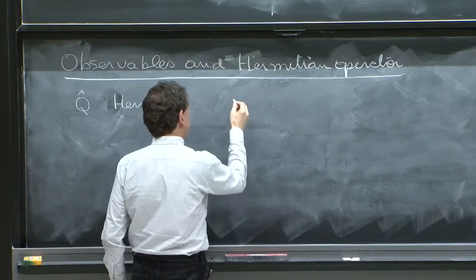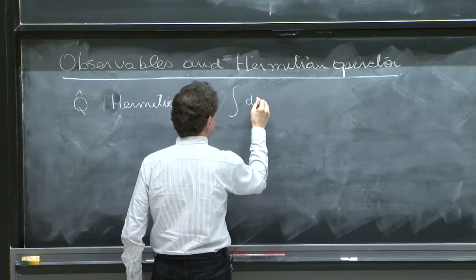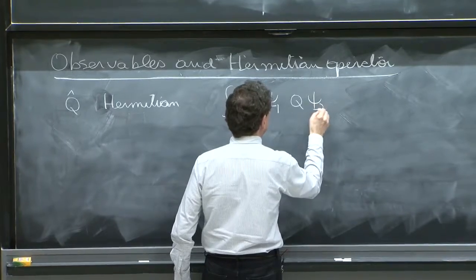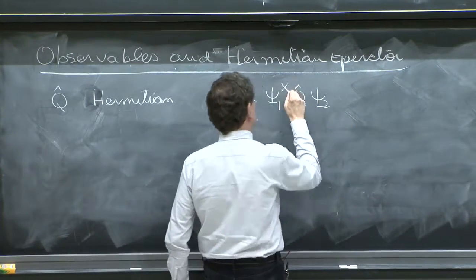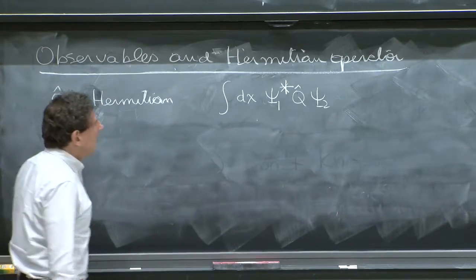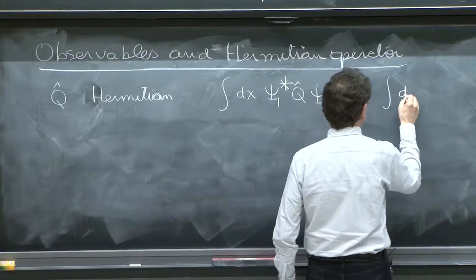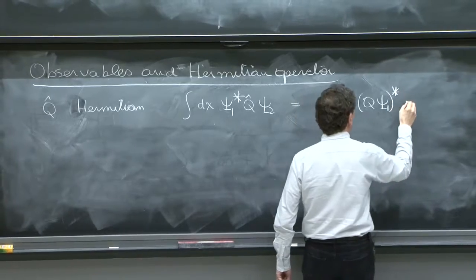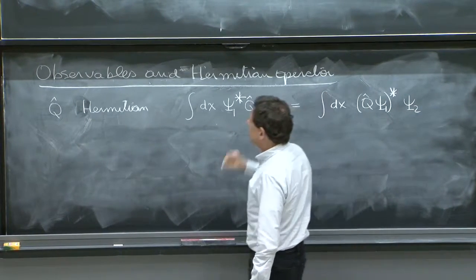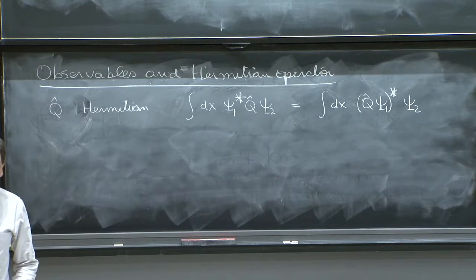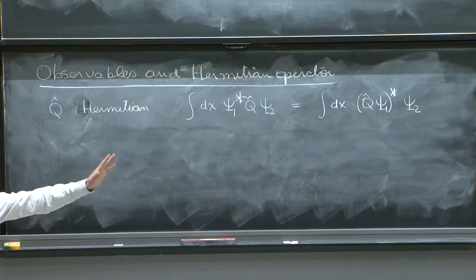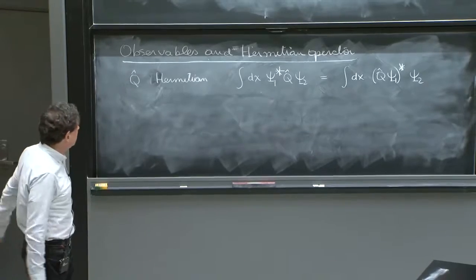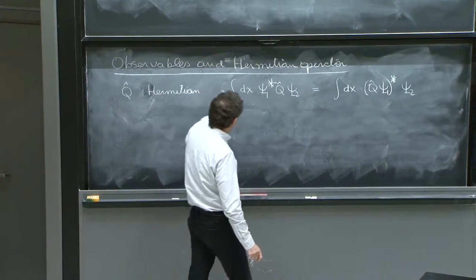In the language that we've been working with so far, if you find that the integral dx of psi 1 star, q psi 2, is equal to the integral dx of q acting this time on psi 1, all star, psi 2. As you've learned already, this requires some properties about the wave functions far away at infinity, some integration by parts, some things to vanish, but this is the general statement for a large class of functions.